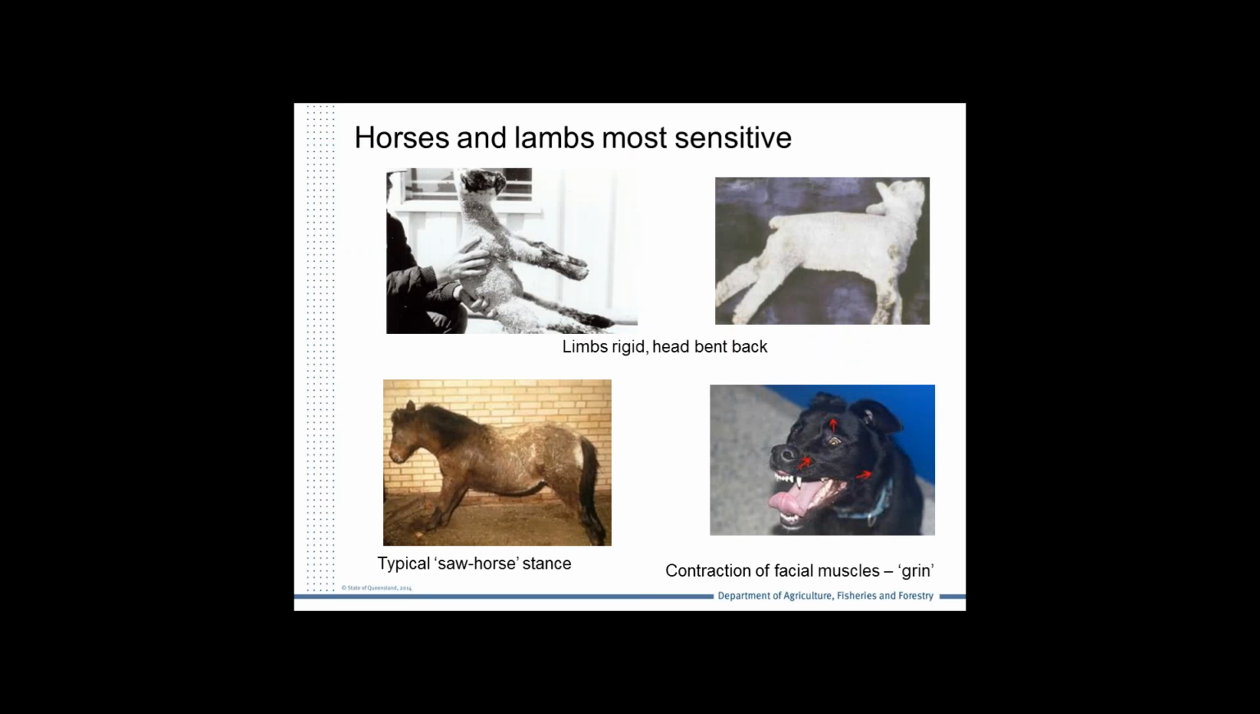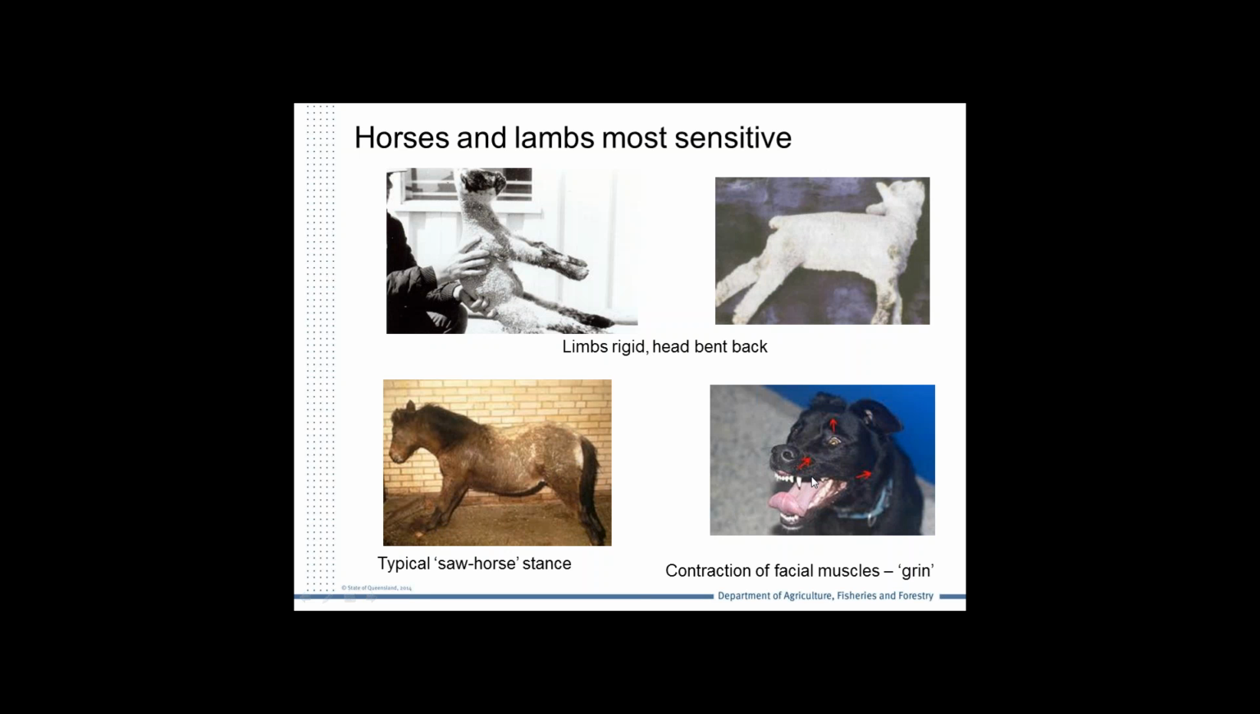Horses and lambs are the most sensitive, and this often follows docking or castration. The toxin causes tonic or sustained contractions of the voluntary muscles, and these contractions are often brought on by touch and sound. These images just show you some of the typical signs that we may see. These two lambs, you can see how rigid the limbs are, and often you'll see the head bent backwards like that. This is what we call the typical sawhorse stance. As you can see with this pony, the front legs are out in front and the hind legs are out behind it, giving that sawhorse appearance.